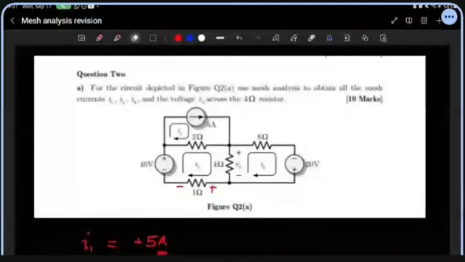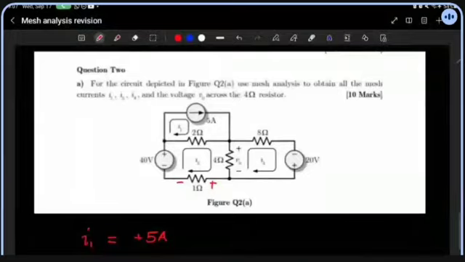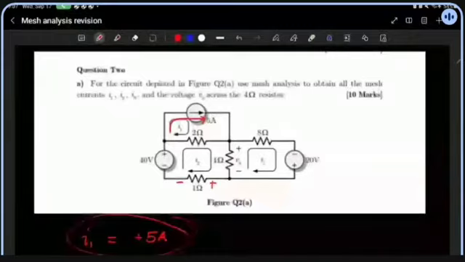So here's what we've done so far. You observed that in this, you have 3 mesh currents. The mesh current in I1 is in the same direction that supplied 5 amps. So because of that, I1 is equal to 5 amps. They're in the same direction, so positive.